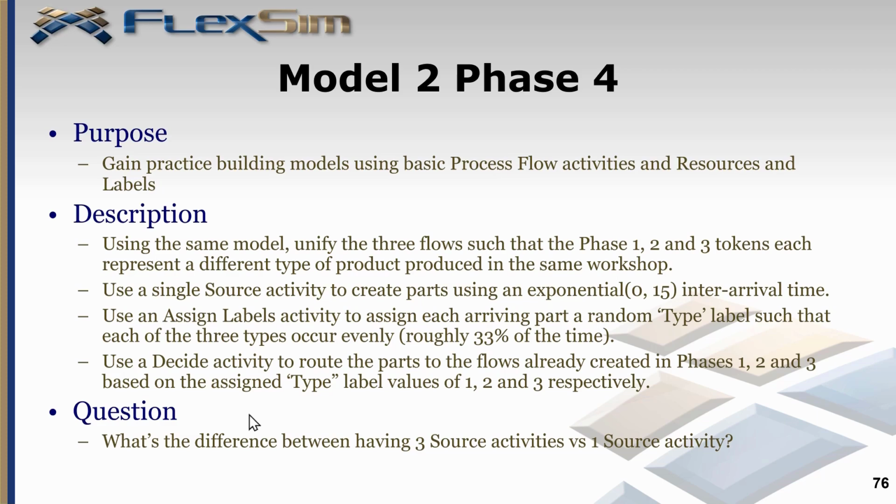The question is, what's the difference between having 3 source activities versus 1 source activity? Previously, our 3 source activities were using an inter-arrival time, I believe, of exponential 0,30. So previously, 3 separate flows, each generating a part about every 30 seconds, and now we have a single arrival point generating a part about every 15 seconds and directing that part to one of 3 flows.